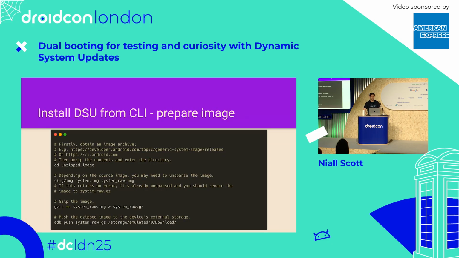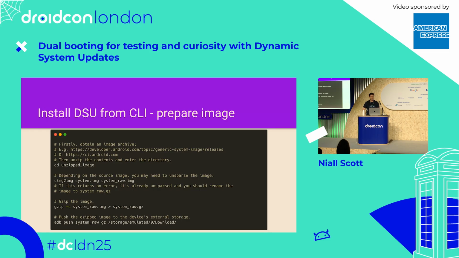To install DSU from the command line interface, firstly we need to prepare the image. So you obtain the image from whatever source. This could be from the GSI releases page or from ci.android.com, or maybe one you compiled yourself. Before the images can be installed, they need to be unsparsed. Some sources will give you the image already unsparsed.